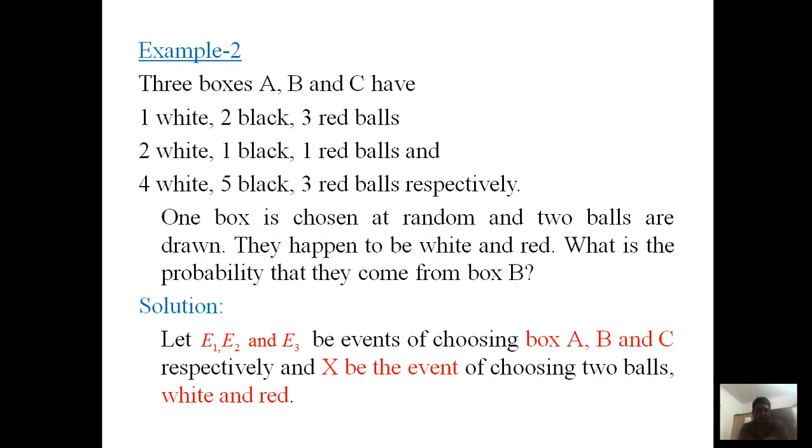So let's start the solution. Let E1, E2 and E3 be the events of choosing box A, B and C respectively. And capital X be the event of choosing 2 balls, out of which one is white and the second is red. So again remember, E1, E2, E3 are the events of choosing box A, B, C respectively. Capital X shows the event of choosing 2 balls, out of which one is white, one is red.